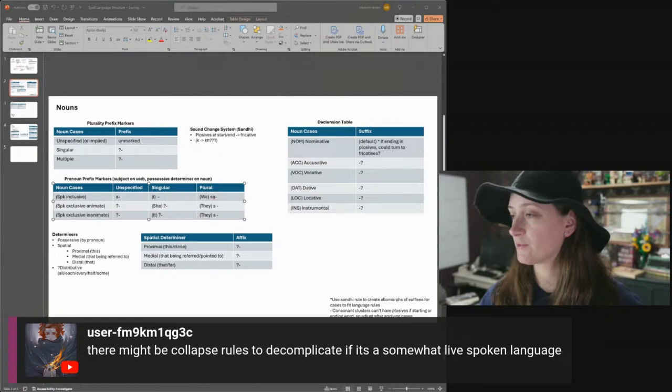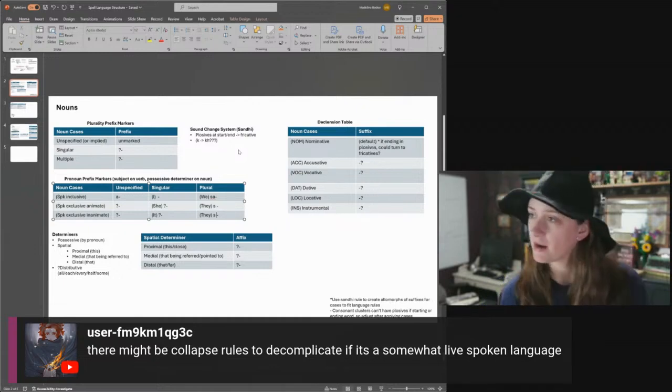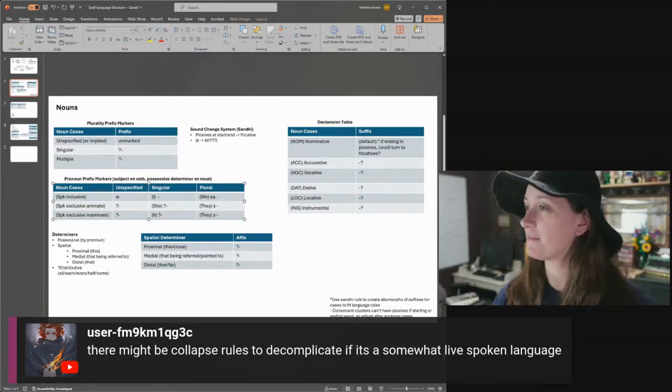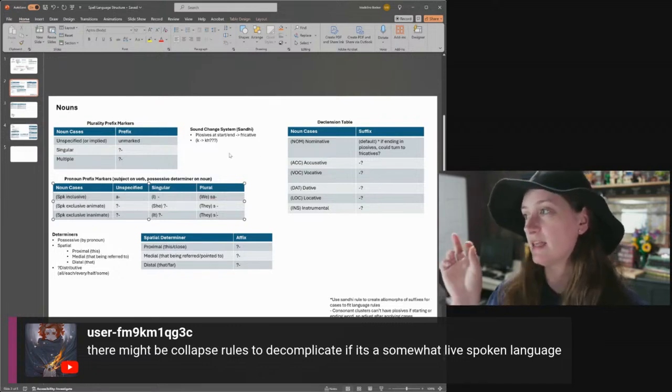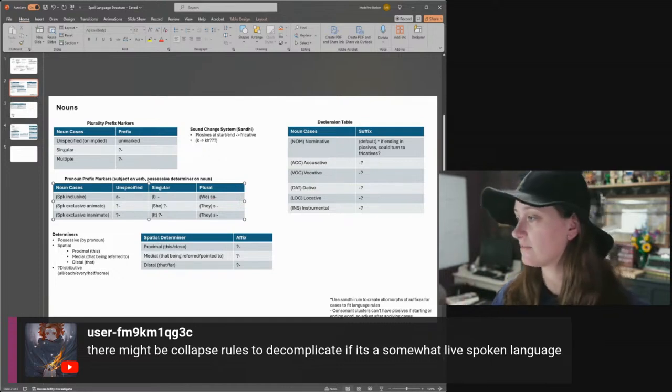There might be collapse rules to decomplicate it. Yeah, so part of that is going to be the... oh wait, let's see if I remember how to pronounce this. Sandi? Sandi. I think that's how we pronounce that. Maybe. This is going to kind of be the sound change system, which could mean that if you end up getting two consonants next to each other, it could mush them down into one too, in addition to just fixing some of the sounds that can't be at the beginning or the end and stuff.